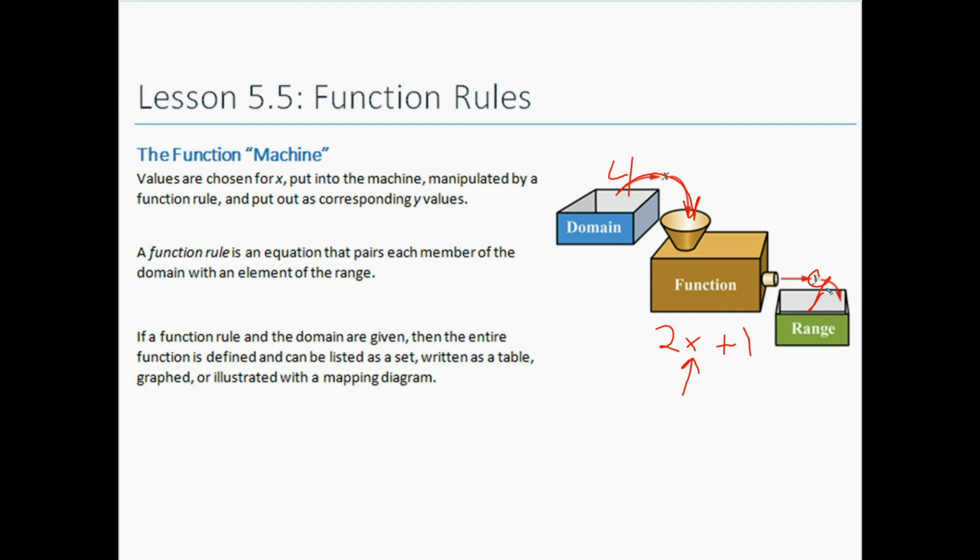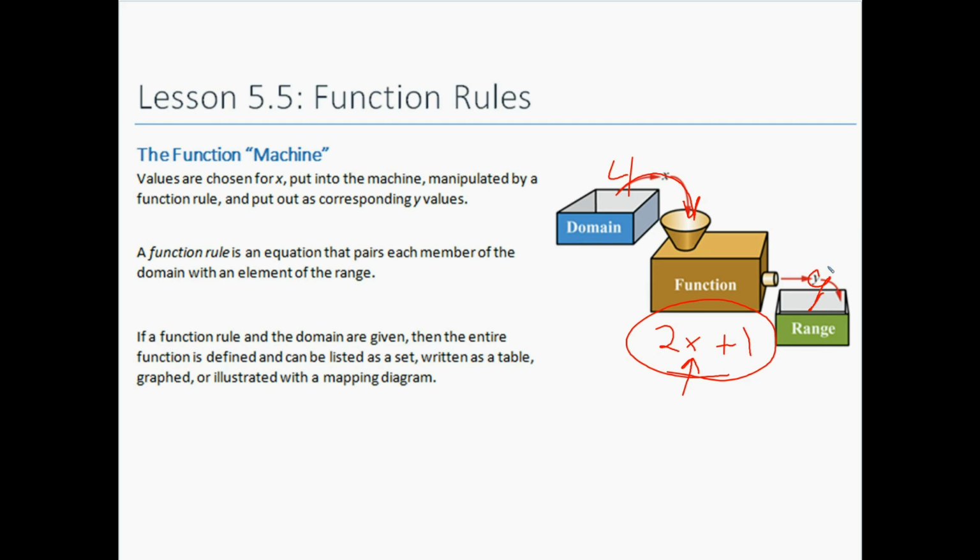So as you see here, we call this a function machine. It says values are chosen for x, put into the machine, manipulated by a function rule. In this case, 2x plus 1 was our function rule, and it put out a corresponding y value, and that was 9. And so a function machine does a certain rule or does something to the x value, and it could be all kinds of different things. There's all types of different functions.